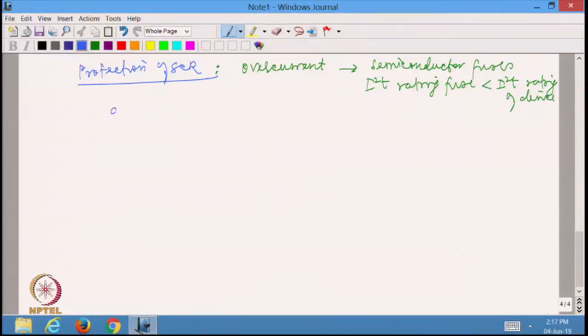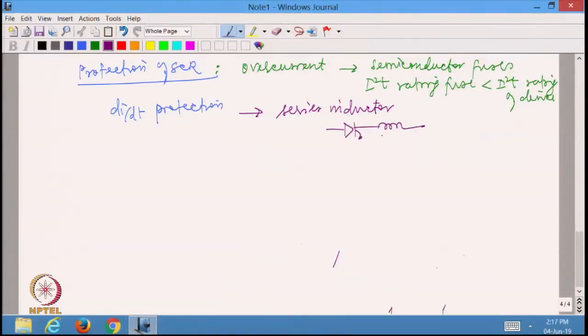The second thing is di by dt protection. Di by dt protection is generally done by having a series inductor. The inductor will never allow the current to rise right away. So, normally if this is my device, in series with that I will put a small inductance. So, this will make sure that the current does not increase untowardly.